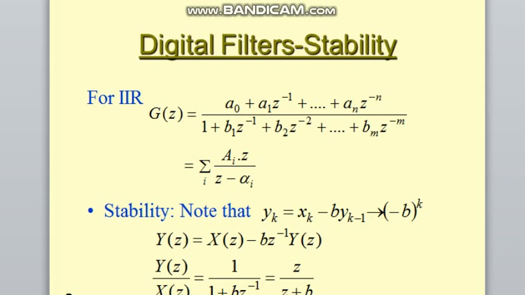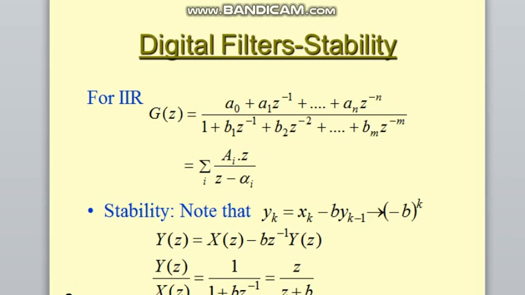As you can see here in the second part of the lecture, that is digital filter stability. First of all, we have to discuss what the G(z) will be for an IIR filter. In the G(z) section here you can see that there are numerator and denominator sections in both parts, and both are power series of a_i z divided by z minus alpha_i.